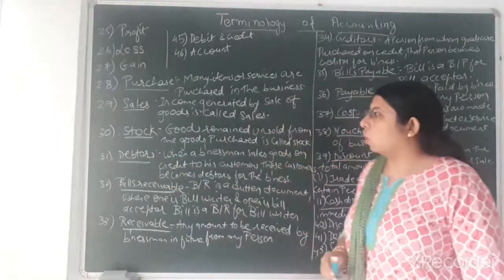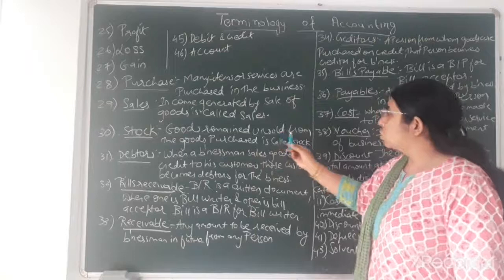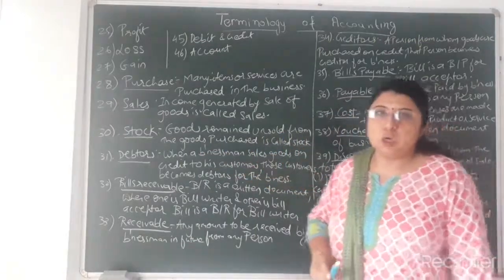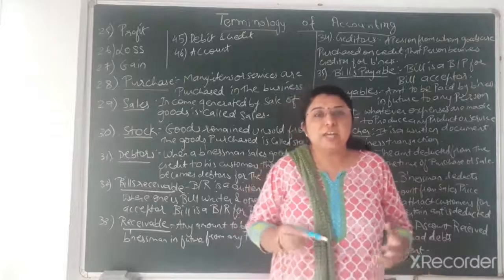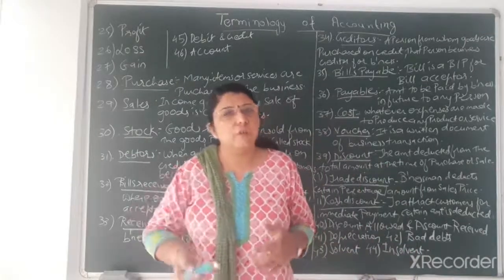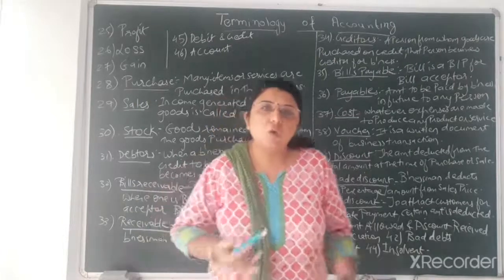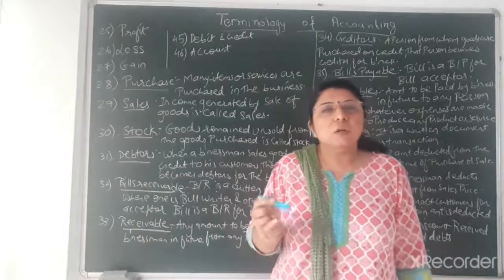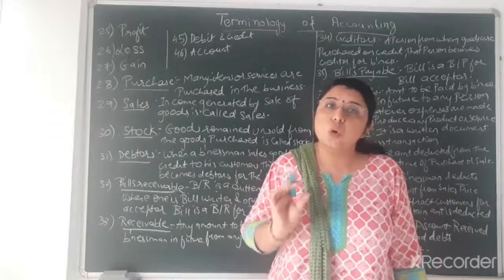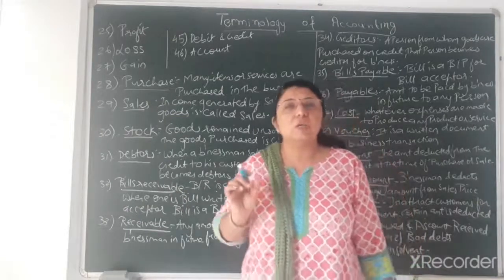Now what is stock? Goods remained unsold from the goods purchased is called stock. Now whatever the goods that we have purchased, raw material that we have purchased, we have manufactured the finished goods, and out of that finished goods, a certain amount of goods have not been sold out at the end of a particular accounting year.